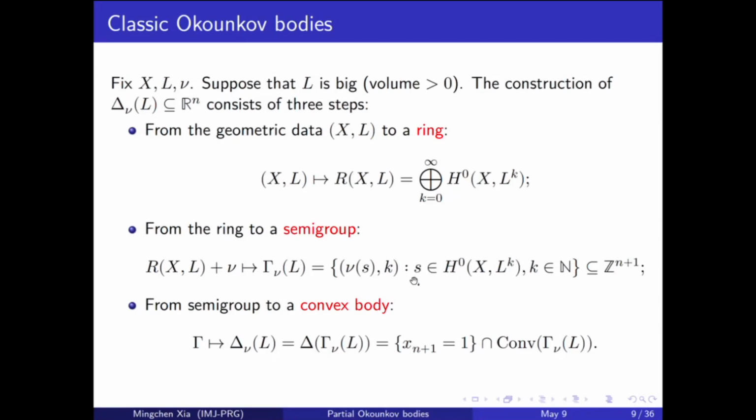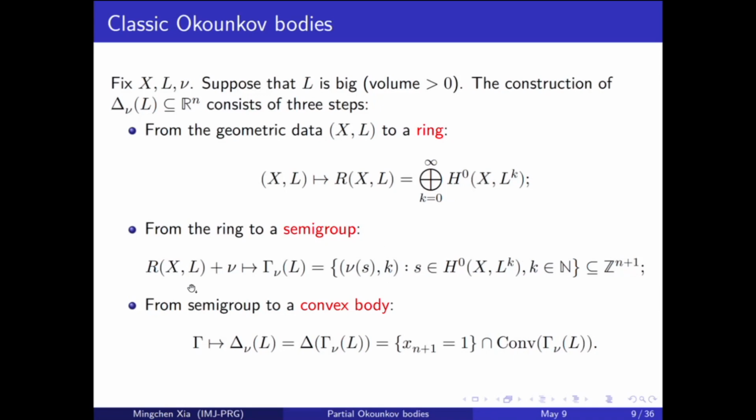And then you consider all of these sections, and you can apply our function. You can apply the valuation nu to these sections, and you put all of these valuations together on level K, and you glue all of the different levels together, and in the end, you end up with something contained in Z^(n+1), one more dimension.